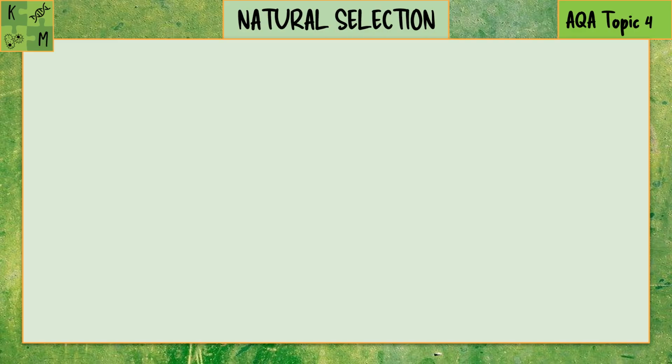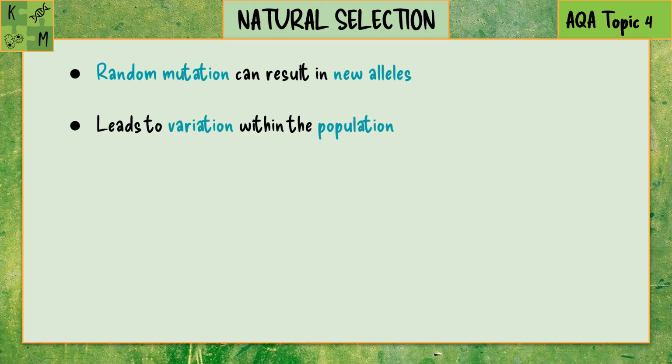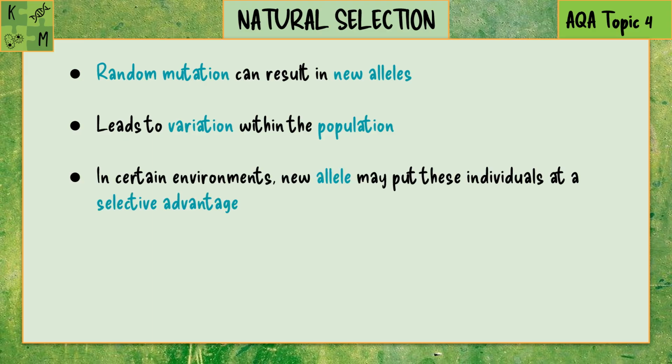You need to be able to describe the process of evolution by natural selection. These are the steps. Random mutation of a DNA base sequence may result in the formation of new alleles, which leads to variation amongst the individuals of a population, with some being better adapted to those environmental conditions than others.